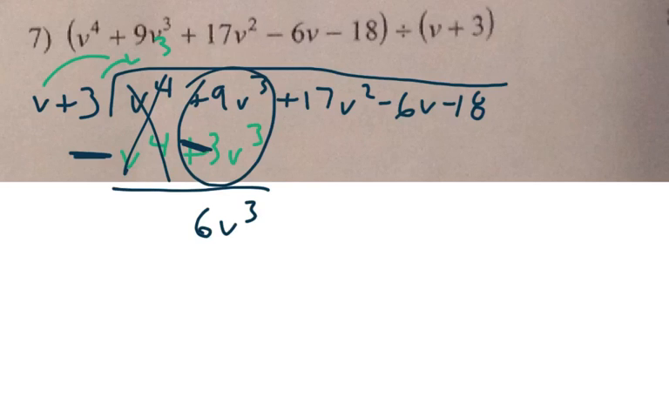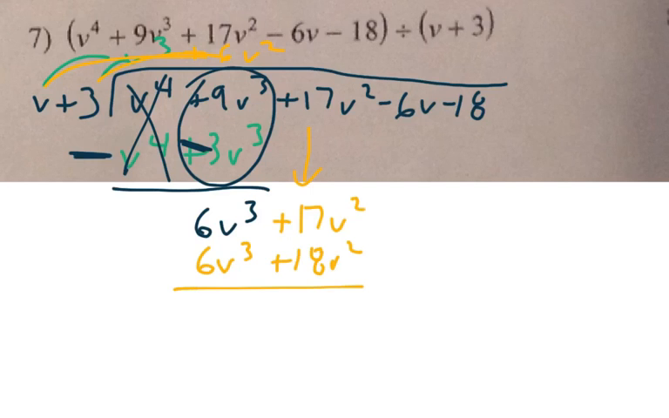What do I do next again? I bring down my next term and I start the process all over again. This time I'm going to do a plus 17v squared, because 17v squared times 3, oops, I messed up, didn't I? I matched up the wrong number. Everybody catch that? So instead of a 17, I'm going to do a 6v squared. Sorry for that little mess up, because 6v squared times v is 6v cubed, and 6v squared times 3 is 18v squared.